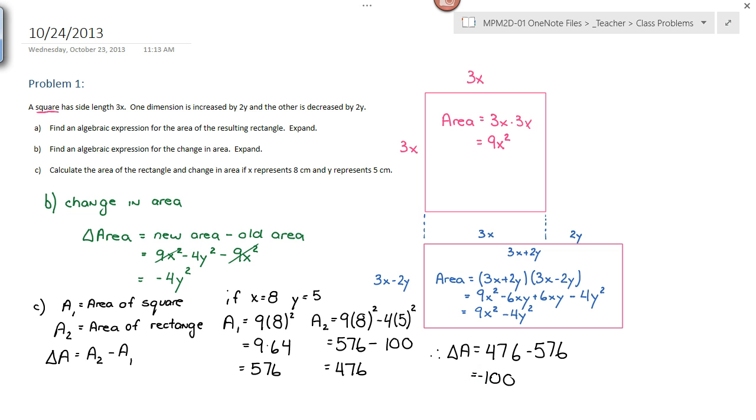So we see our rectangle. Therefore, our new rectangle is 100 centimeters squared smaller. That's what that negative means there.